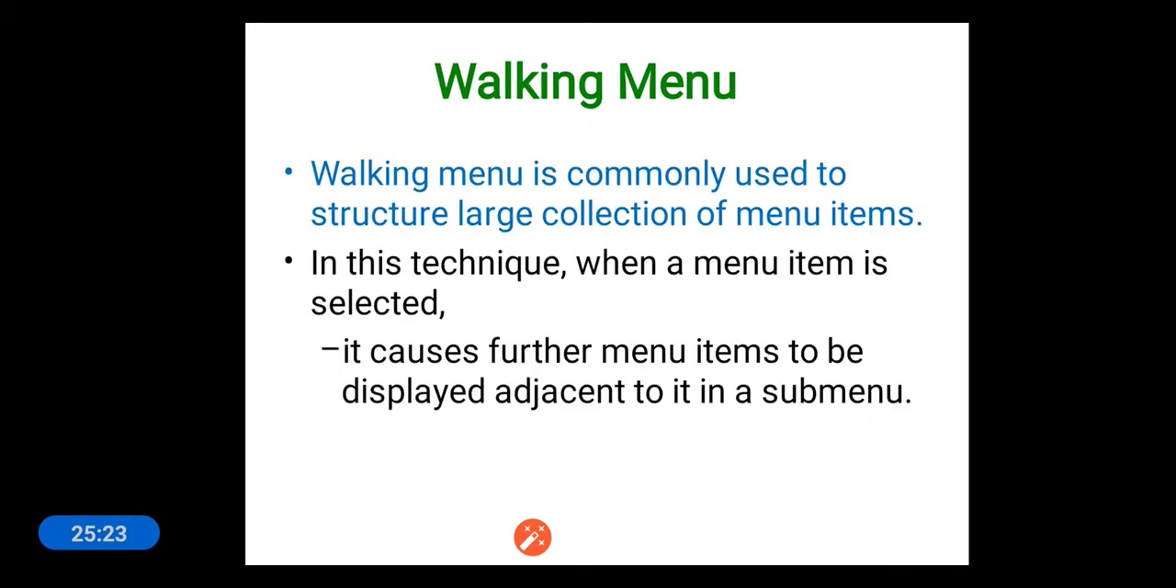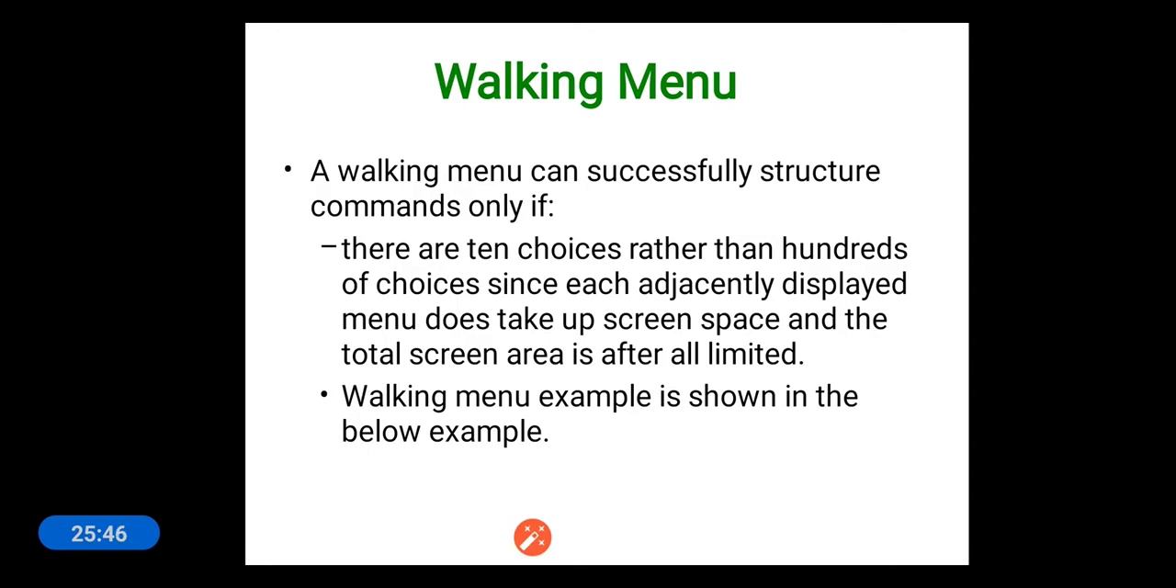Coming to the walking menu. A walking menu is commonly used to structure a large collection of menu items. That means within a menu, another menu, that is a sub menu, will be opened. In this technique, when a menu item is selected, it causes further menu items to be displayed adjacent to it in a sub menu. A walking menu can successively structure commands only if there are 10 choices rather than hundreds of choices.